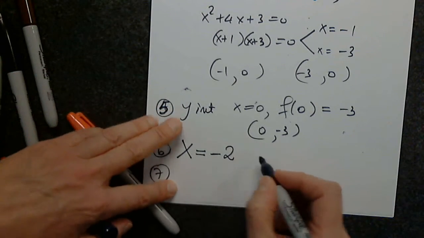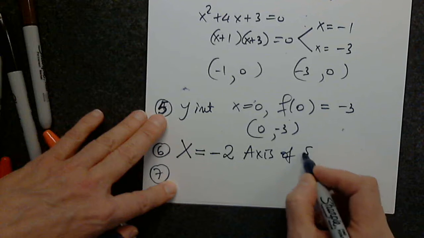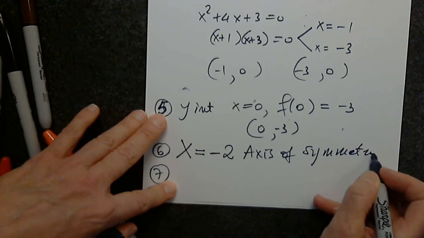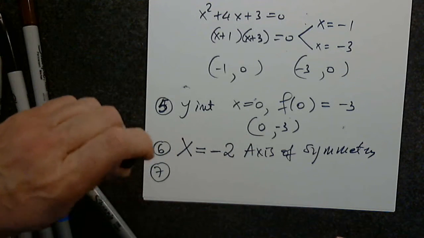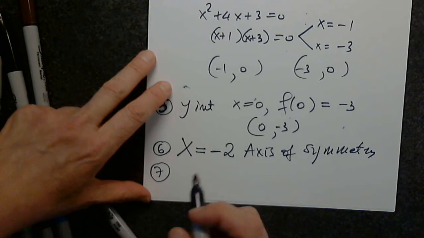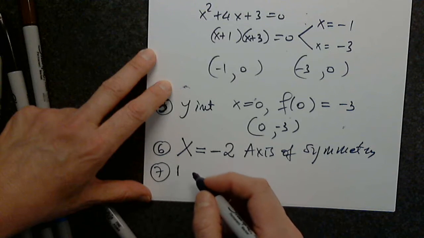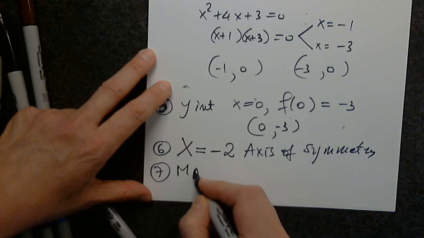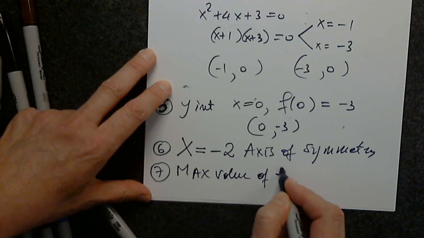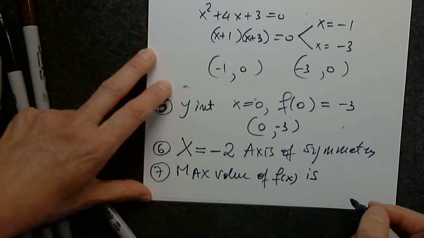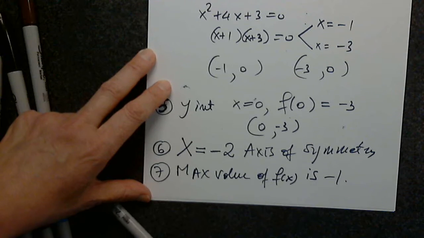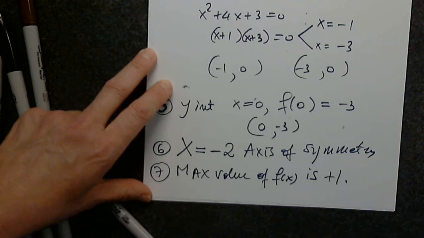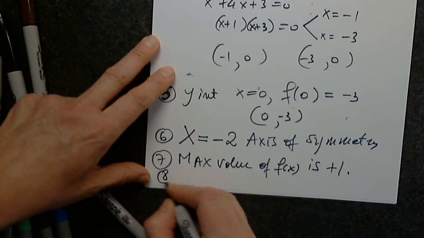X equals negative 2 is the axis of symmetry. We are not talking about odd and even functions here. You'll see in a moment how we graph it. So what is it in this case, a max or a min? Max. The max value of f of x is how much? Whatever the y-coordinate is. Perfect, positive 1. Very good. And last one, number 8.